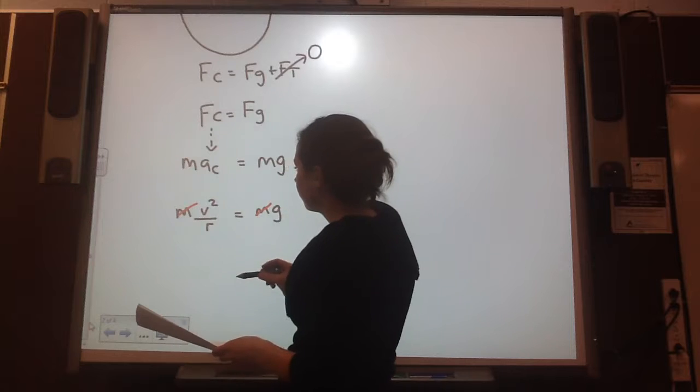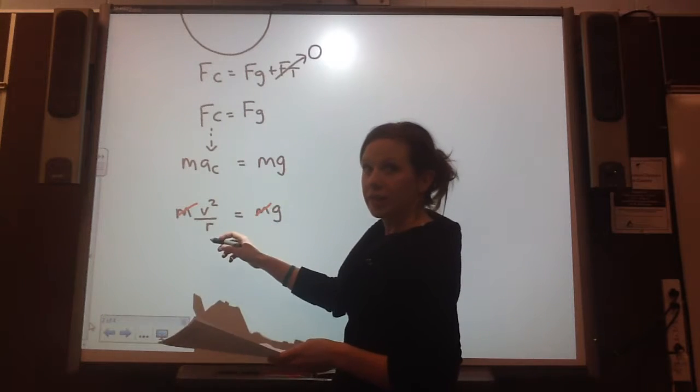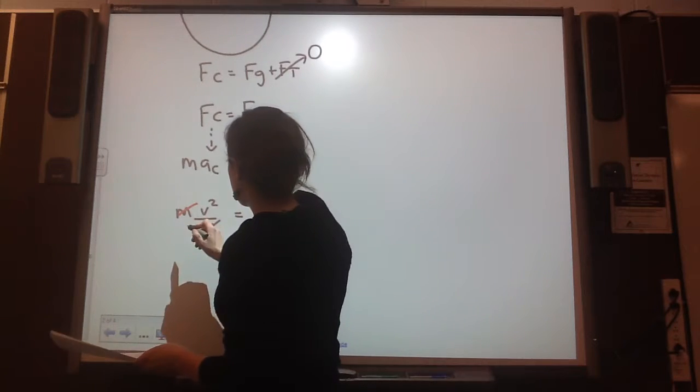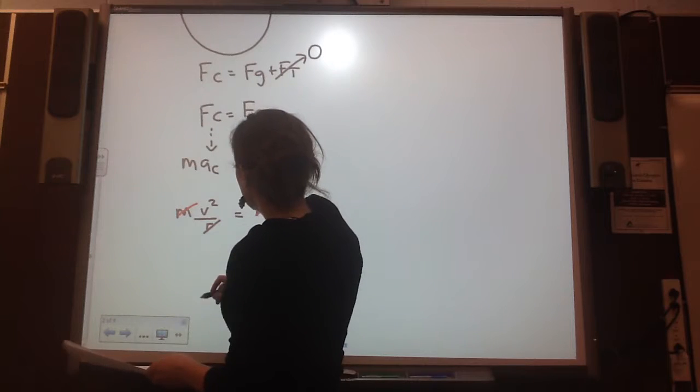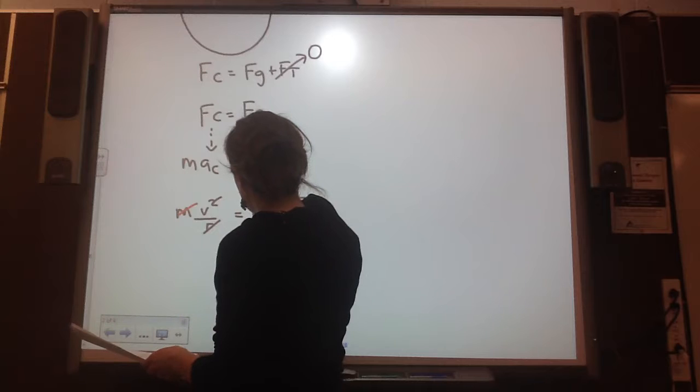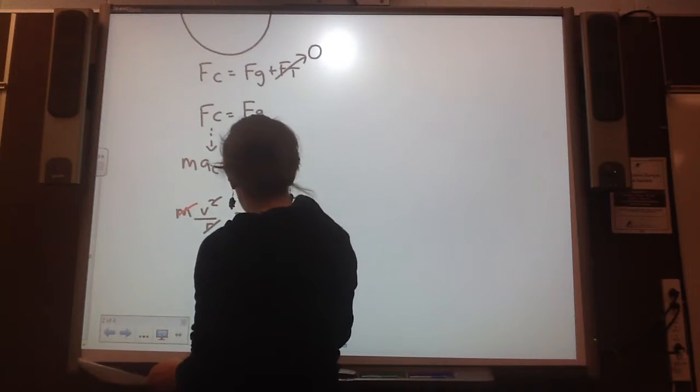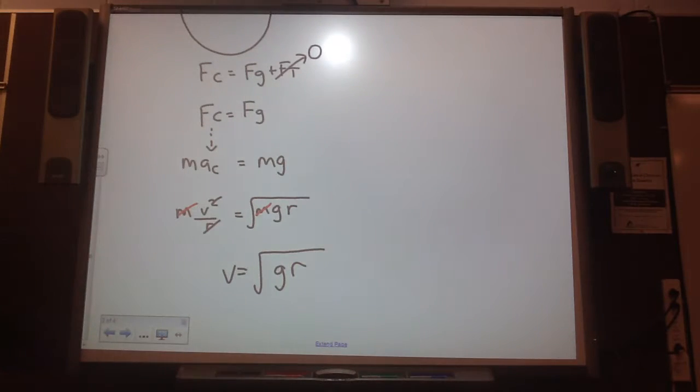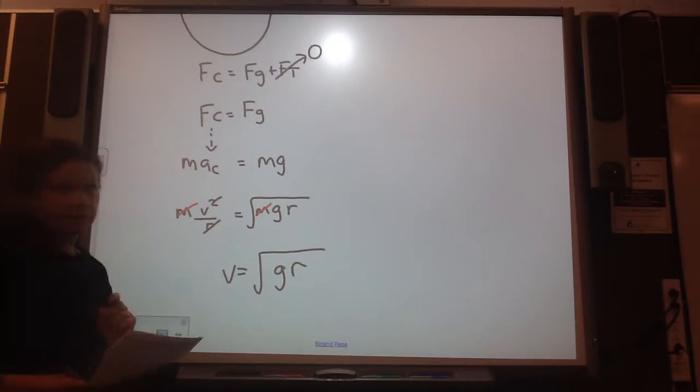And I'm solving for v. Right now v is divided by r, so I multiply by r, multiply by r. It is squared, so I square root. So now I have v is equal to the square root of g times r. So that's one calculation. If you do a little bit of work to figure out how all of the equations work together, then you only have to put one thing into your calculator, which is kind of nice.